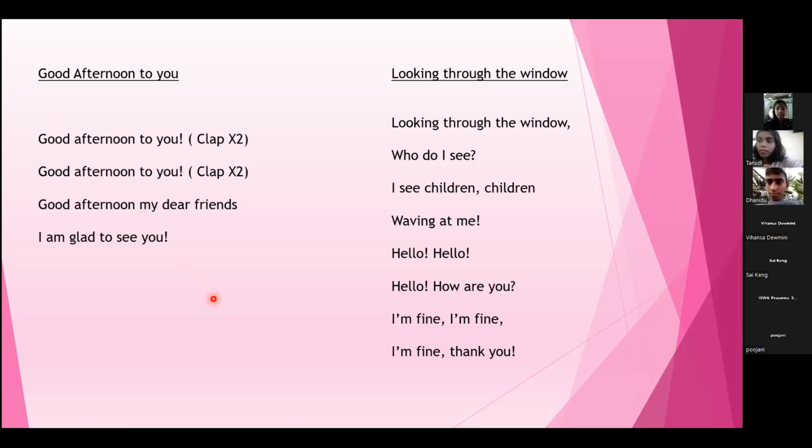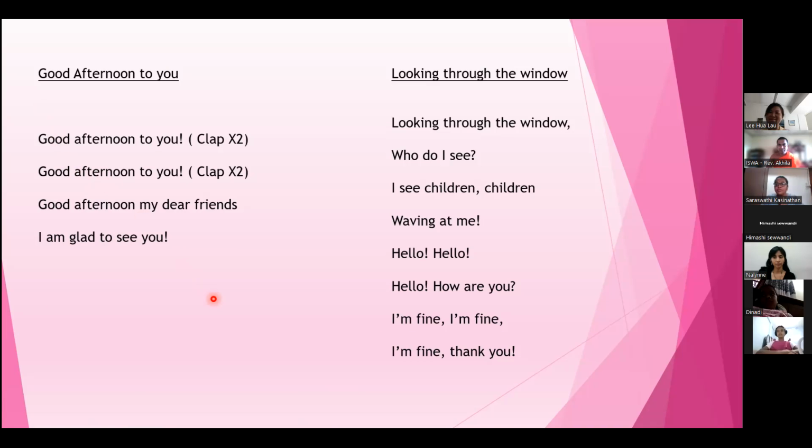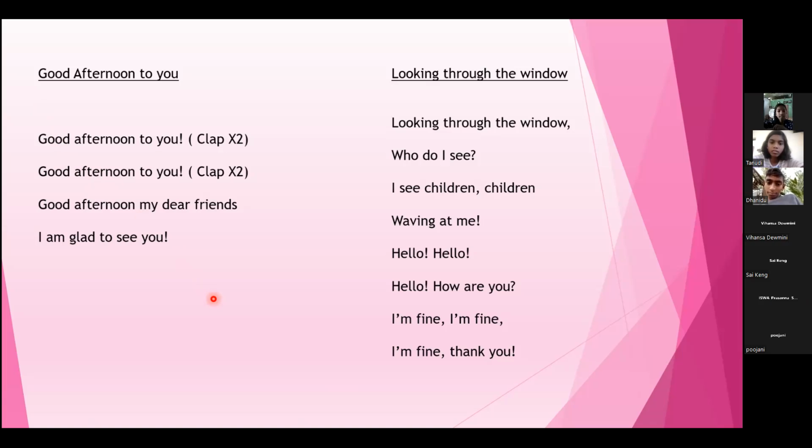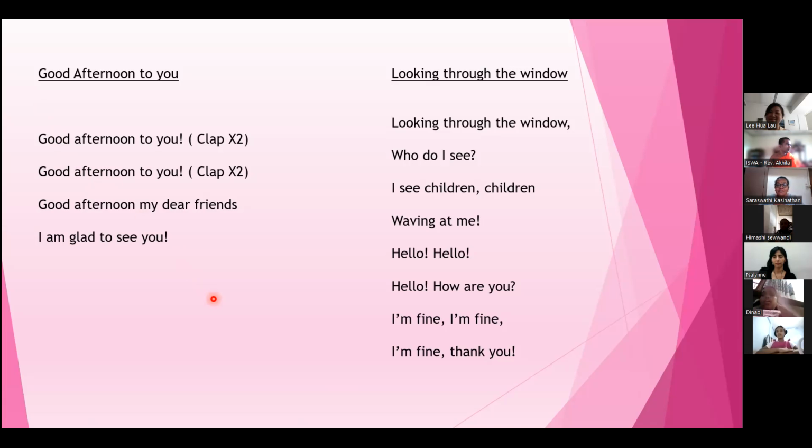Good afternoon to you. Good afternoon to you. Good afternoon, my dear friends. I'm glad to see you. Looking through the window, and who do I see? I see children, children waving at me. Hello, hello, hello, how are you? I'm fine, I'm fine, I'm fine, thank you.